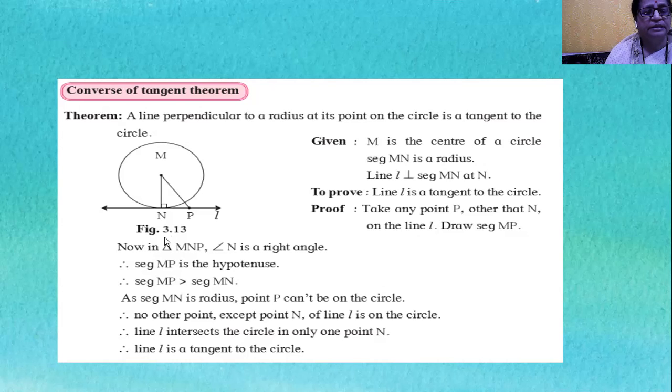Line L intersects the circle at only one point, N. Therefore, this line L is a tangent of this circle. Any other point P on this side is not a tangent. Only line L is the tangent of this circle.